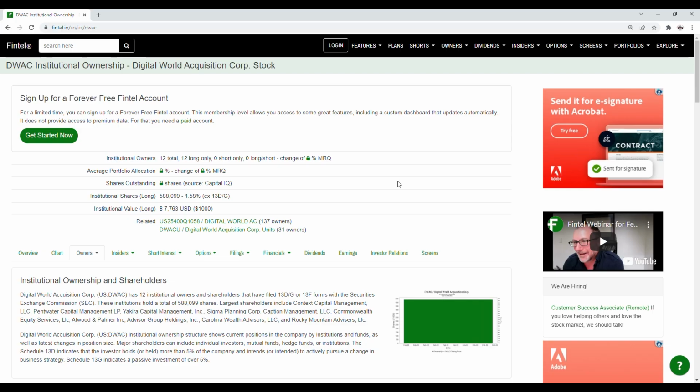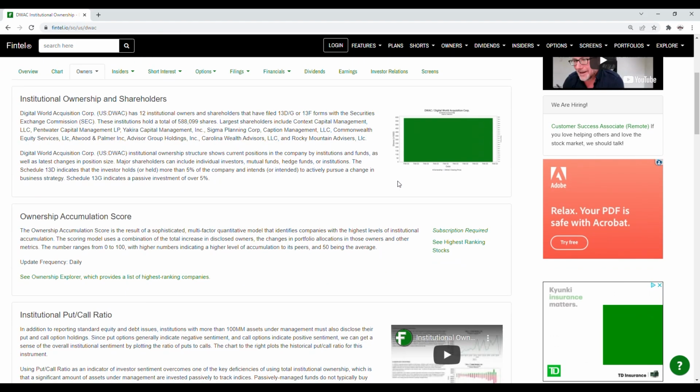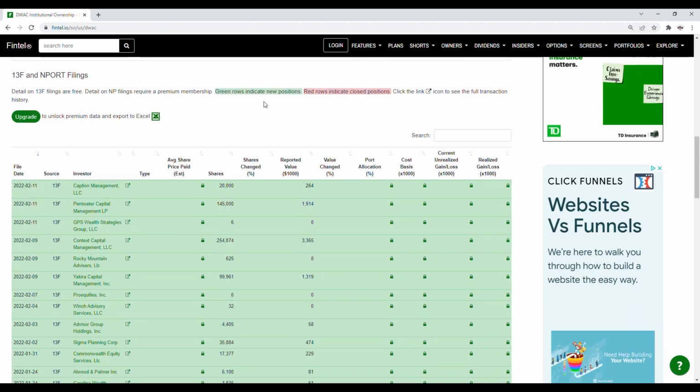So we're going to take a look at the recent institutional ownership and short interest information for Digital World Acquisition Corp. Green rows indicate new positions while red rows indicate closed positions. For the most recent filings, we have Caption Management LLC that purchased 20,000 shares. We also have Pentwater Capital Management LP that purchased 145,000 shares. We also have GPS Wealth Strategies Group LLC that purchased 6 shares.